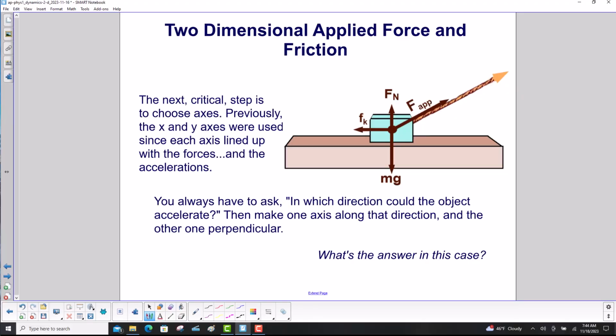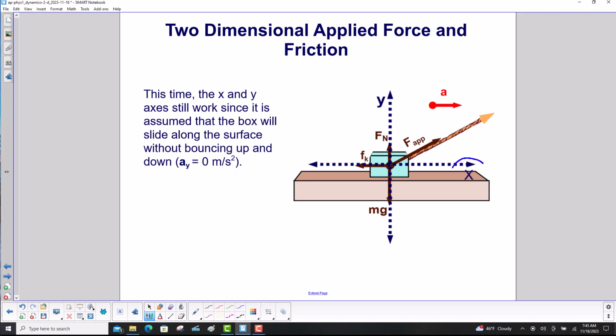The next critical step is to choose axes. Previously, the x and y axes were used since each axis lined up with the forces and the accelerations. You always have to ask, in which direction could the object accelerate? Then make one axis along that direction and the other one perpendicular. So, what's the answer for this case? How do we want to draw our coordinate system?